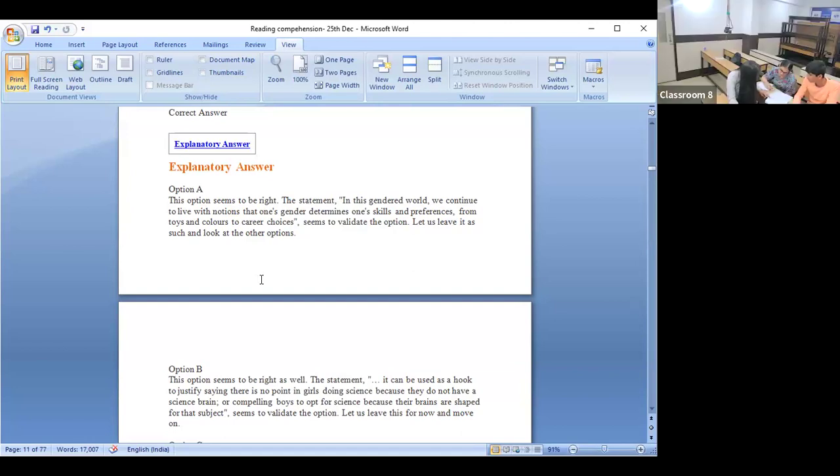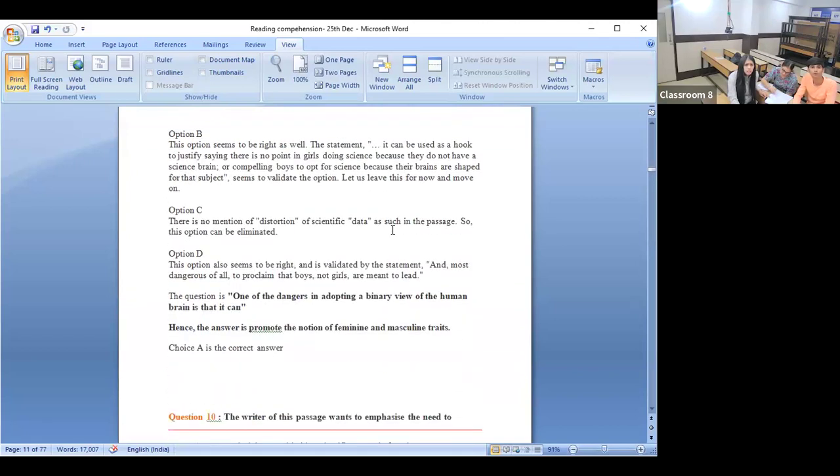This is why I can promote the notion of feminine and masculine traits. And their voice would be emotion as seen. But it's a separate sentence. Direct marks.